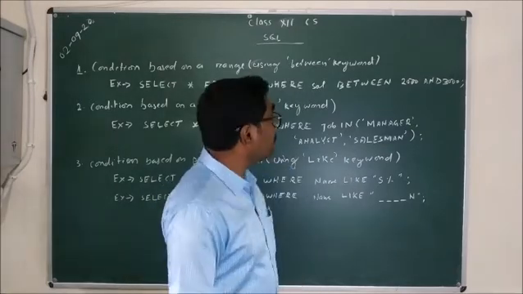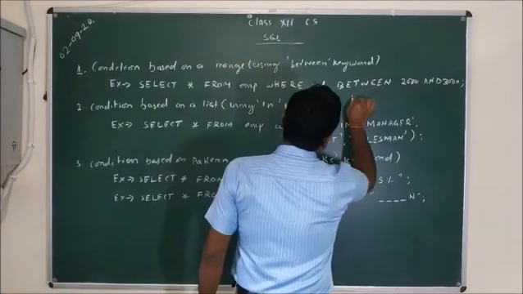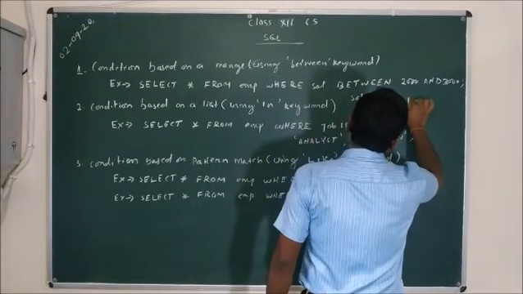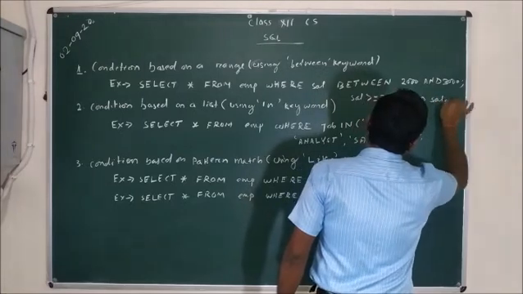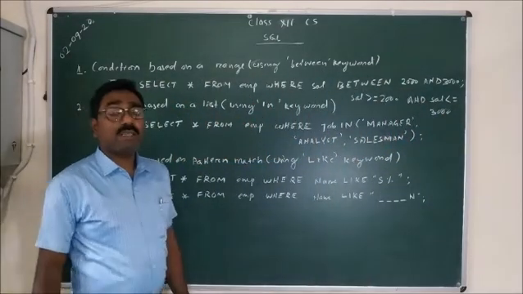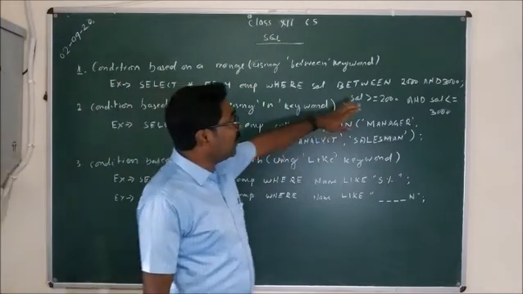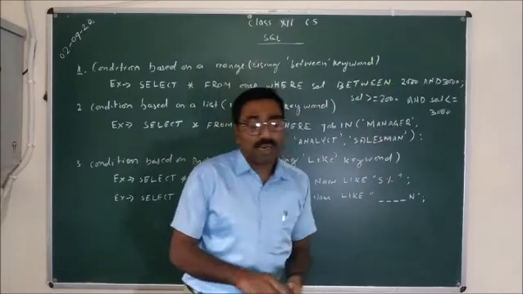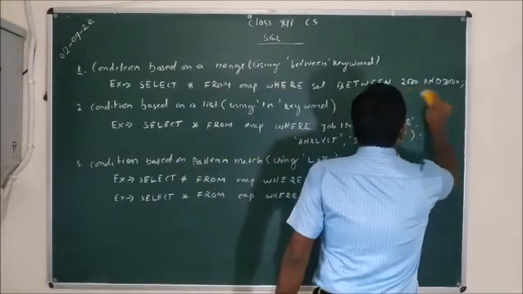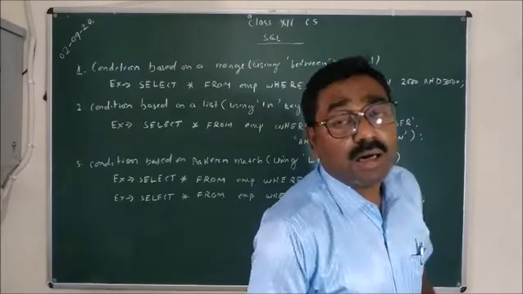The same thing we can also write using only logical operators, that means where salary greater than or equal to 2000 and salary less than or equal to 3000. It will also display the same result that you get using between 2000 and 3000. So this is the use of the between keyword, using which you can display the records within a range of values.